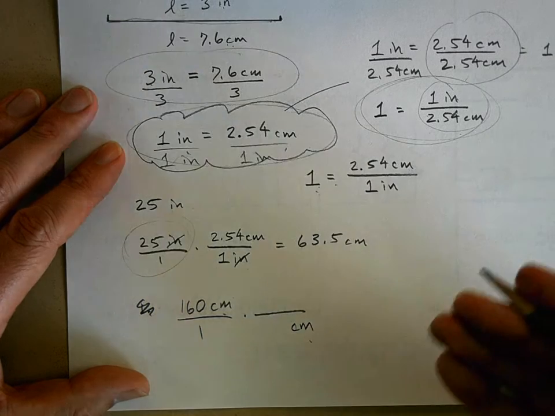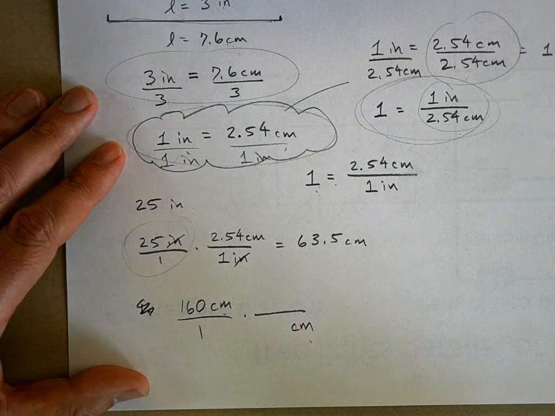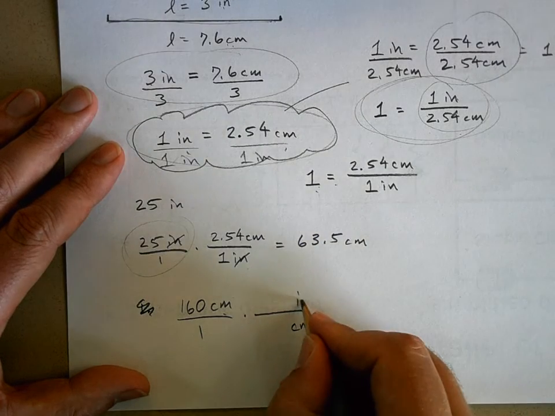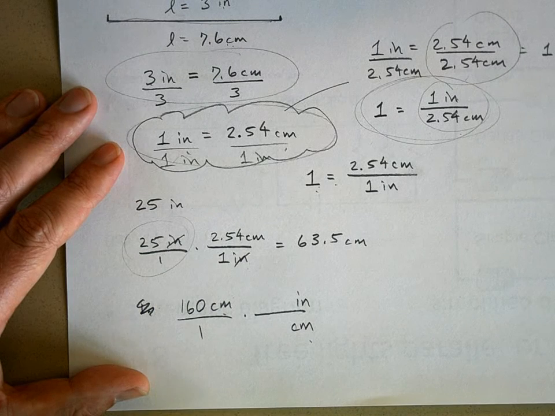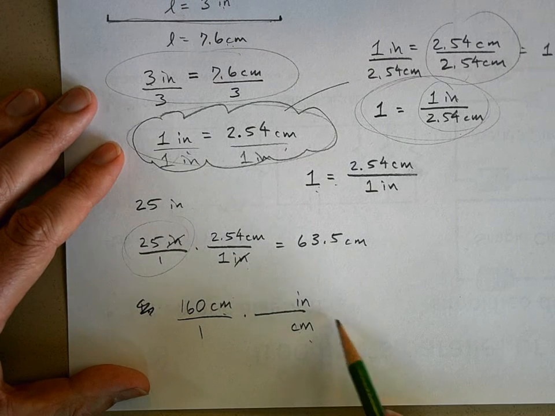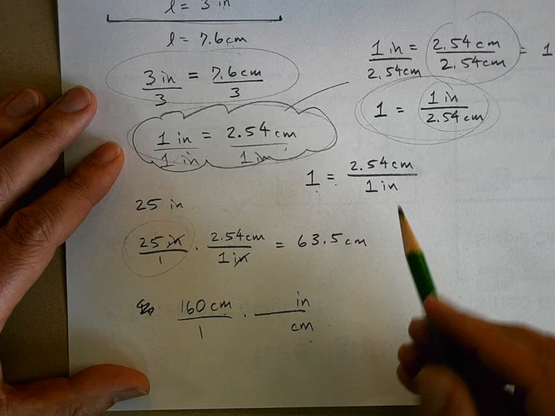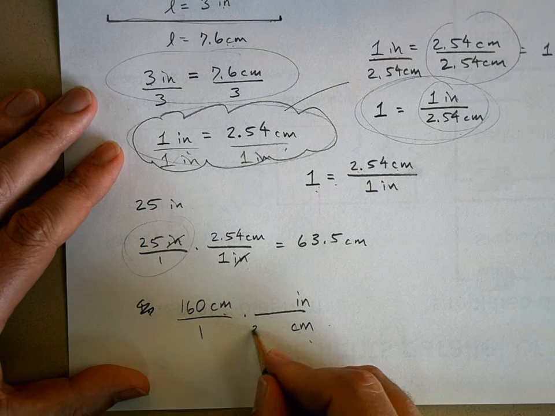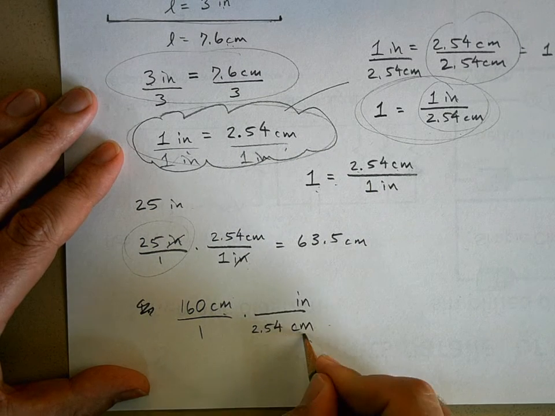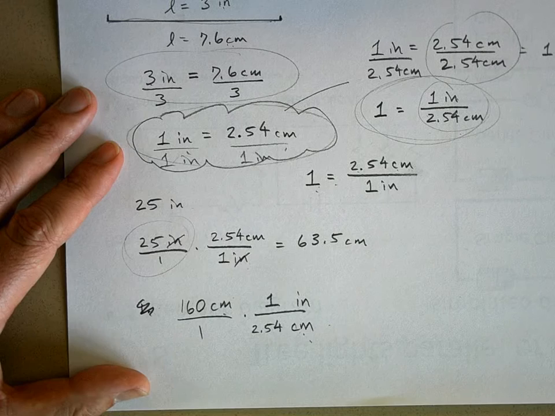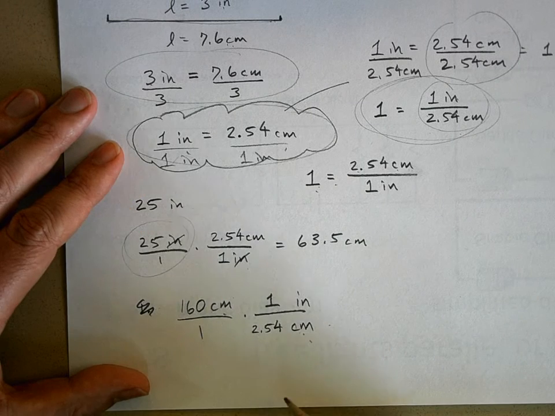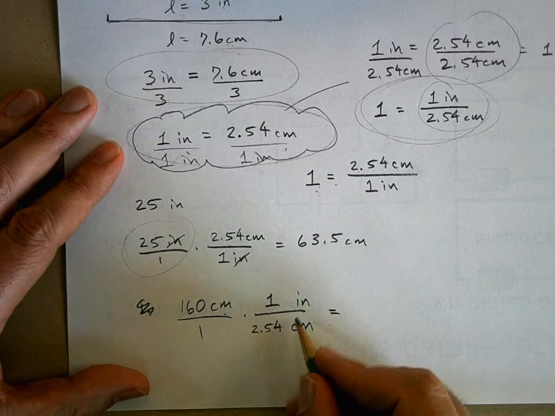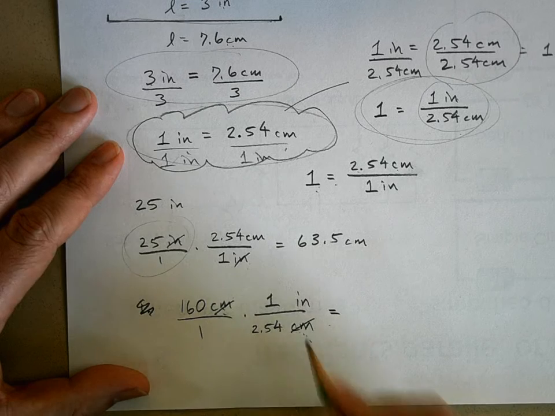What do I want to end up with? What do I want to convert it to? I want to convert it to inches. So now I know what to do. There are 2.54 centimeters in 1 inch, and this tells me I have to divide by 2.54. Now the centimeters go away. Centimeter divided by centimeter is 1.